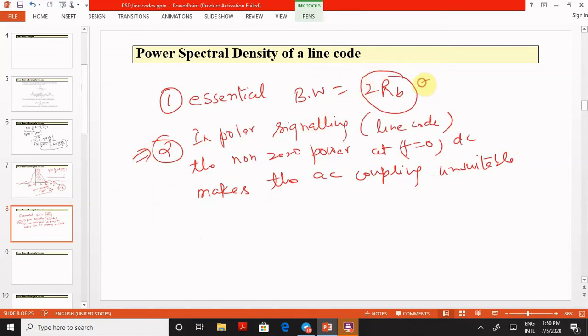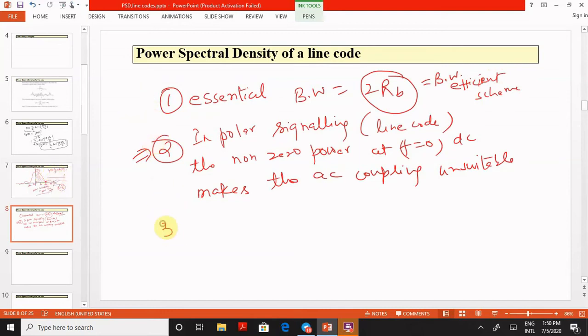So we can also say that this is not a bandwidth efficient scheme, because it consumes twice RB bandwidth. So we can say that it is not a bandwidth efficient scheme. This is also a problem with this polar line code, polar line signaling.